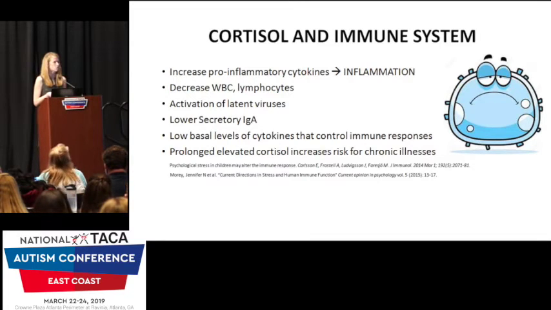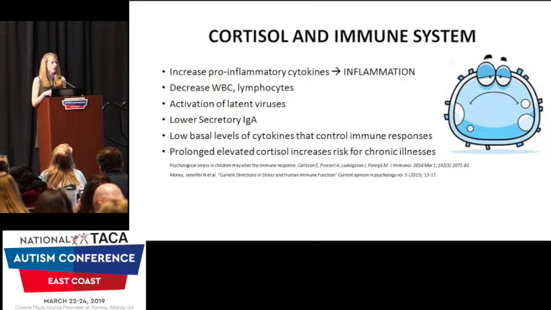And what happens in response to an increase in these pro-inflammatory cytokines is we're going to have more inflammation. There's going to be a dysregulation of the immune system with a decrease in white blood cells and lymphocytes, and also an activation of latent viruses. So the best example of this is shingles virus, right? That stress can bring out shingles. And also lower secretory IgA.